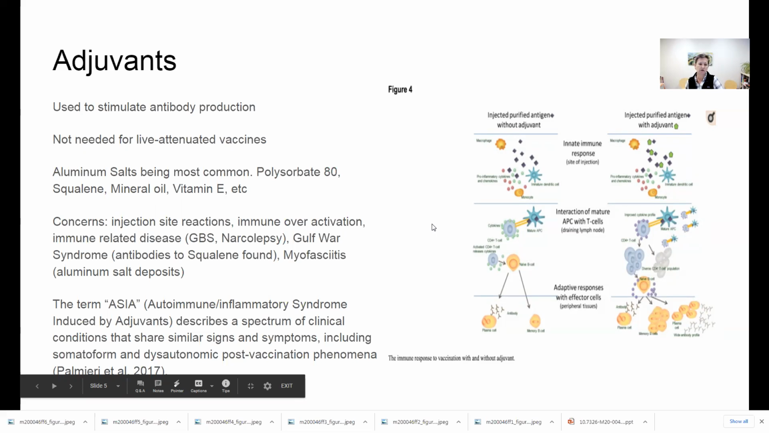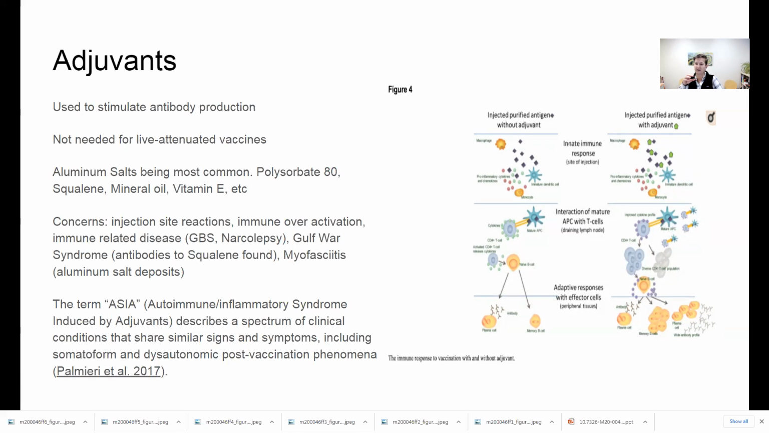So, some concerns with adjuvants. Often it is the adjuvant that causes that injection site reaction, so that sore arm and the redness. Certainly people will get fever, maybe feel achy, and those can be related to adjuvants. Certainly with live attenuated vaccines, it can be a kind of mild illness, and it's your immune system responding, which is what we're doing this for.